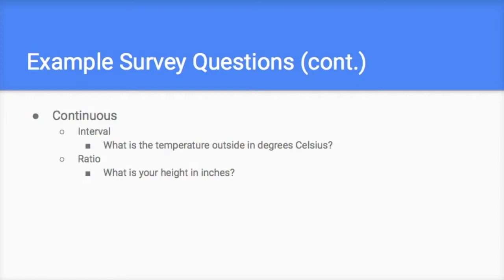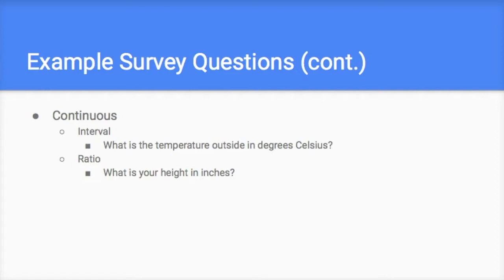When considering survey questions for continuous variables, an interval question provides a result that is measured along a continuum. A ratio question is similar to an interval question in that it provides a numerical response, but it compares to an origination or starting point.